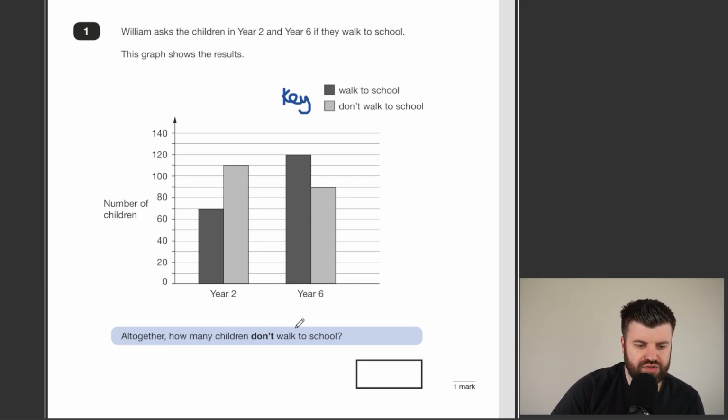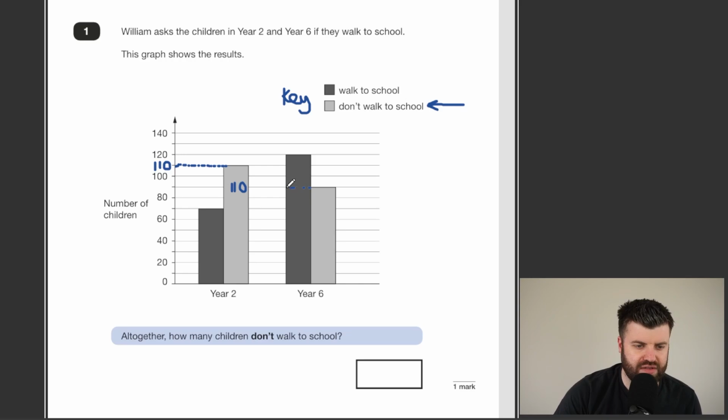Altogether, how many children don't walk to school? Well, this is where we need to know. The key is showing us the light grey is what we need. So in year 2, it's the light grey bar that we go over very carefully to the edge to figure out how many children don't walk in year 2. It's right in between 100 and 120, so this is going to be 110. Important now that we can read off the chart. 110 in year 2. How many in year 6?